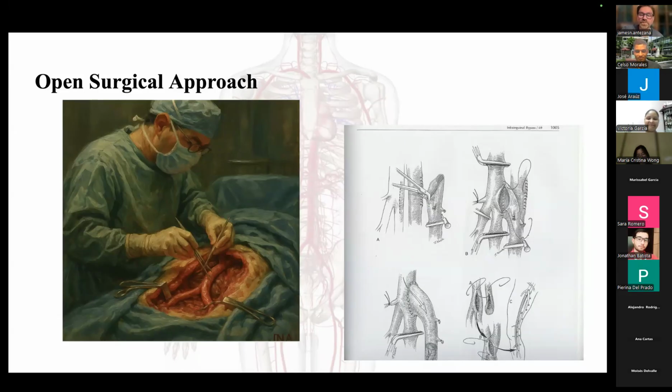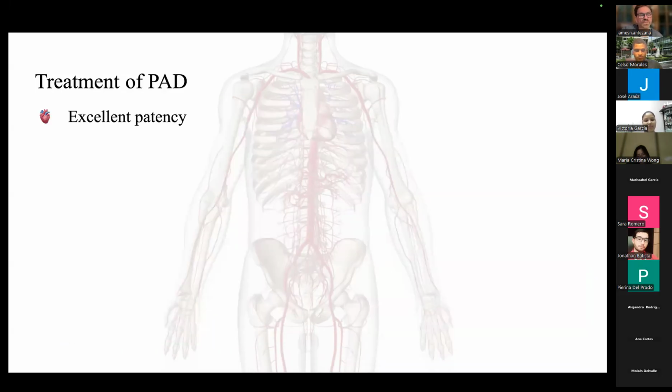Not many people do these anymore because we do a lot of endovascular work, and I think in the future, these are all going to be part of our history and very seldomly are going to be used for any more surgical approaches. The treatment of PAD, when you do it in an open fashion, your patencies are pretty excellent. The morbidity, though, is pretty high.